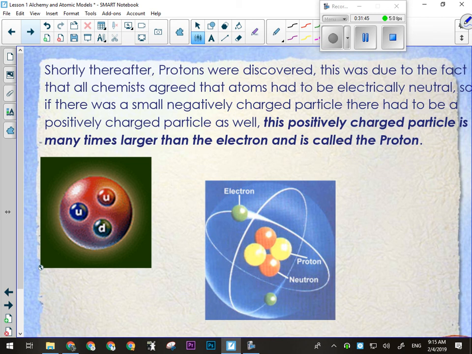At this point, there's essentially chaos within the physics and chemistry community because nobody has any idea anymore what the atom looks like. Nobody can agree. There are lots of different ideas, none of them can be proven, so there's a lot of argument and things like that.